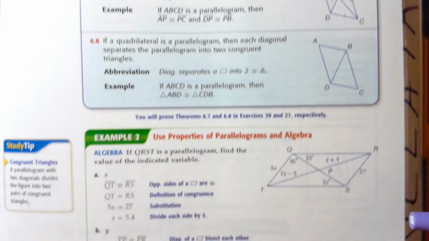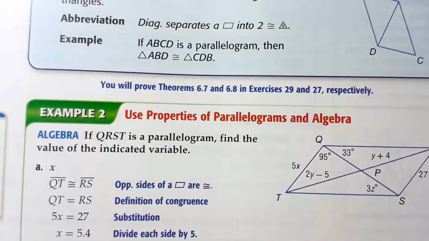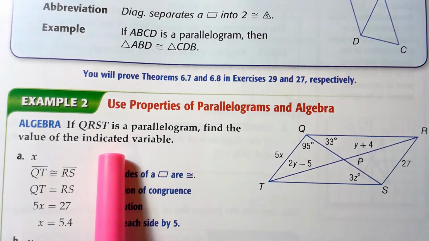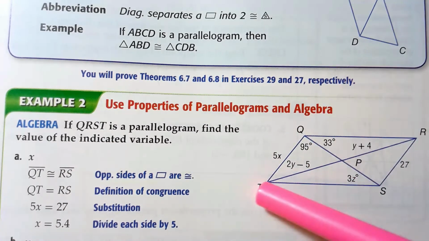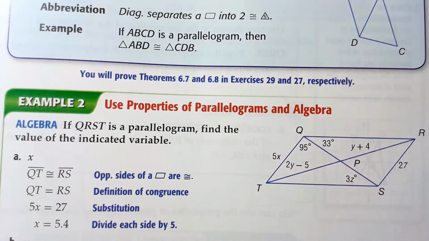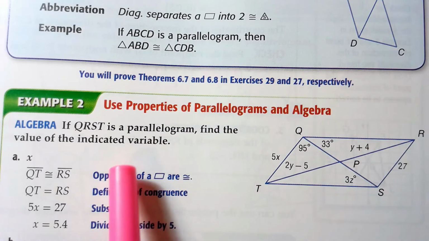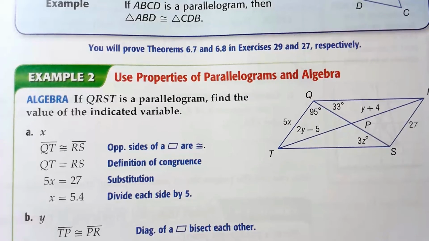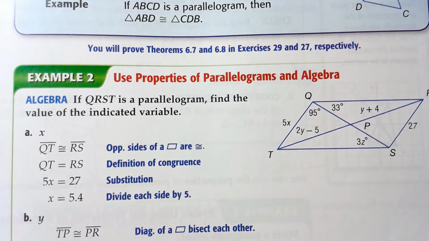Okay, so a type of example that you might come across is something like example 2 from the book. You might get a picture like this, and this one says if QRST is a parallelogram, so they're telling you it's a parallelogram. So what do I know? I know that opposite angles are equal, I know that the diagonals bisect each other, I know that opposite sides are parallel and congruent, right? Find the value of the indicated variable. Okay, so anyway, I've got y's here, a z here, an x here. Well, pretty simple. Let me get my pencil.